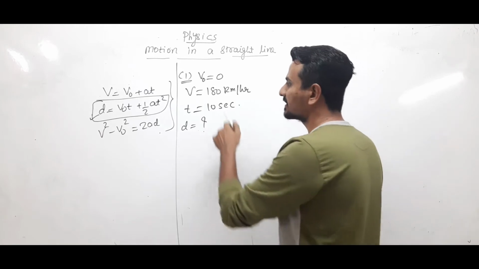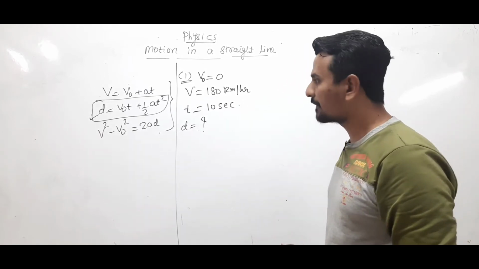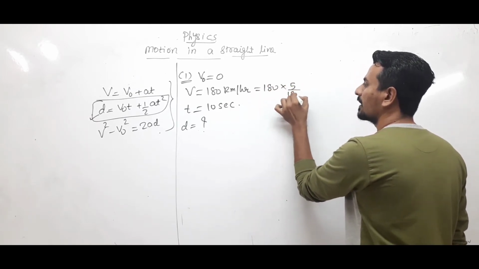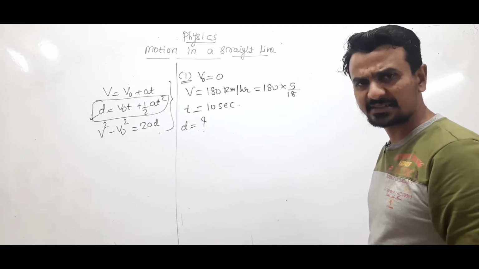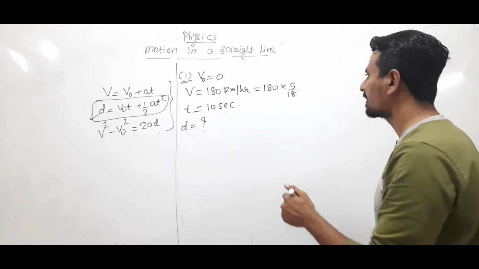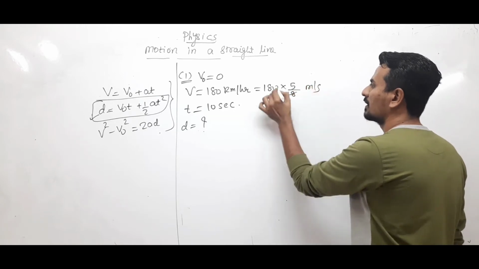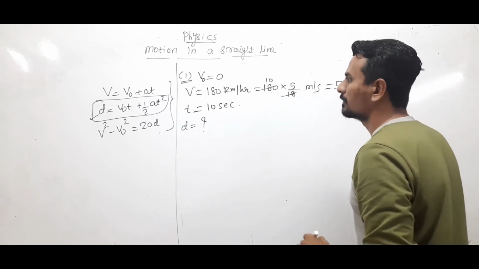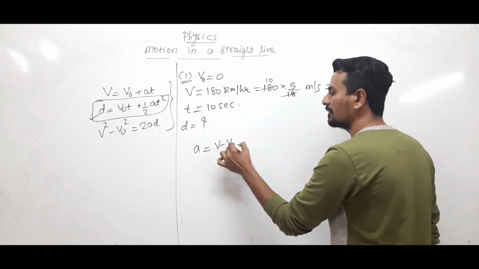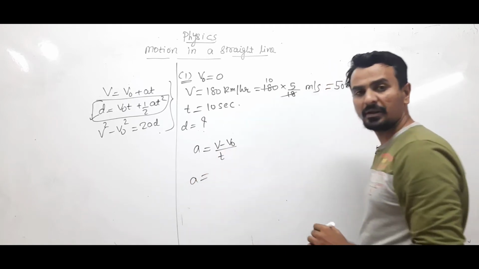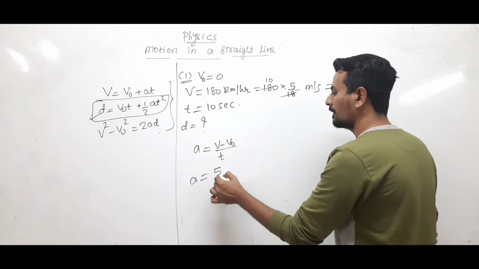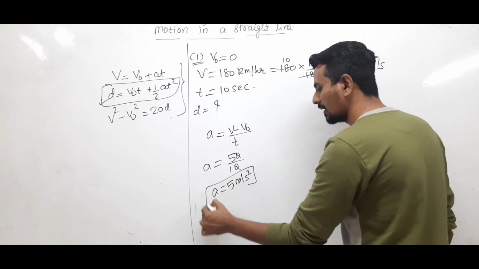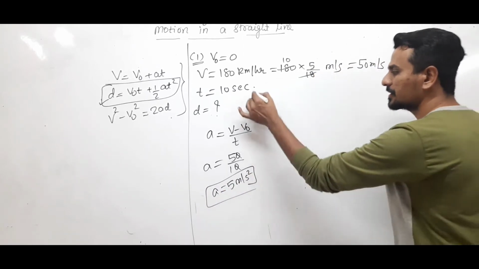See, we can find acceleration because we have both the velocities and we have the time. Okay, first of all, let us convert this into meter per second. Multiply by 5 by 18, that is 1000 by 3600, kilometer per hour to meter per second. So this will be 50 meter per second. Okay, fine. So what will be the acceleration? What is acceleration? Change in velocity by time. So acceleration will be 50 minus 0, 50 by 10. So acceleration is 5. Clear? So we got the acceleration, which is 5.